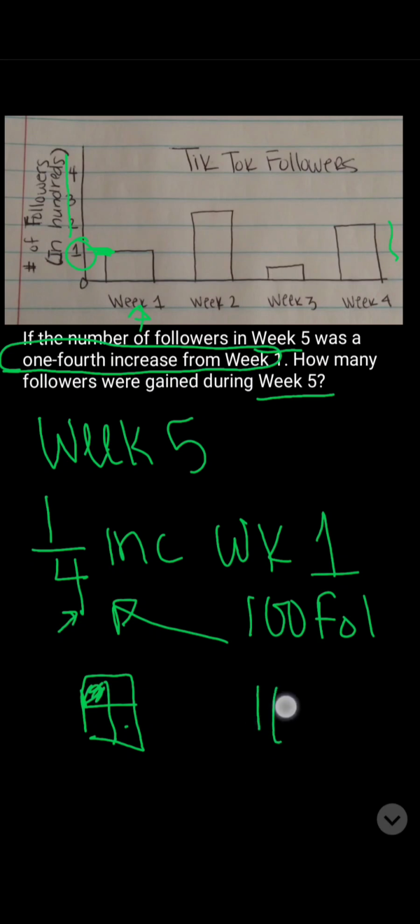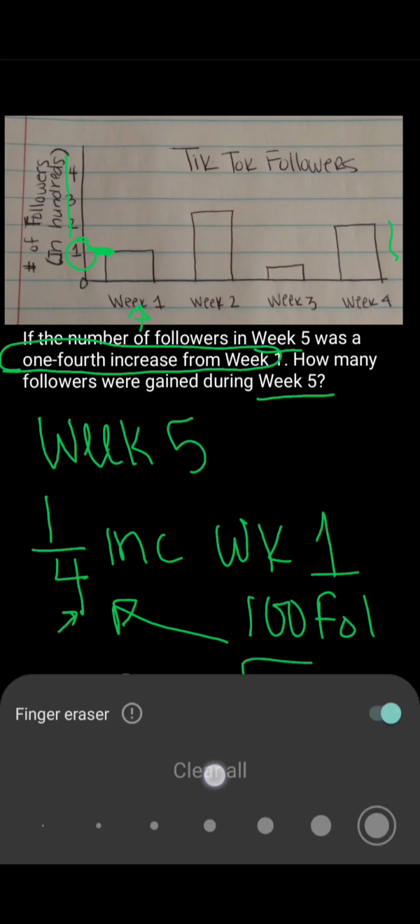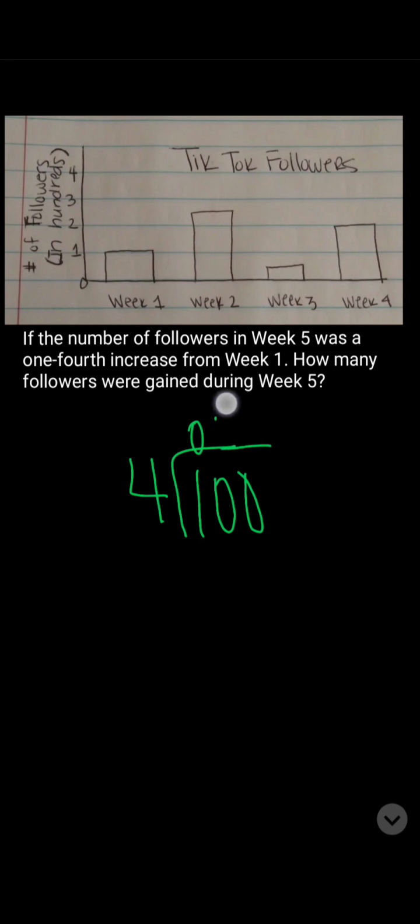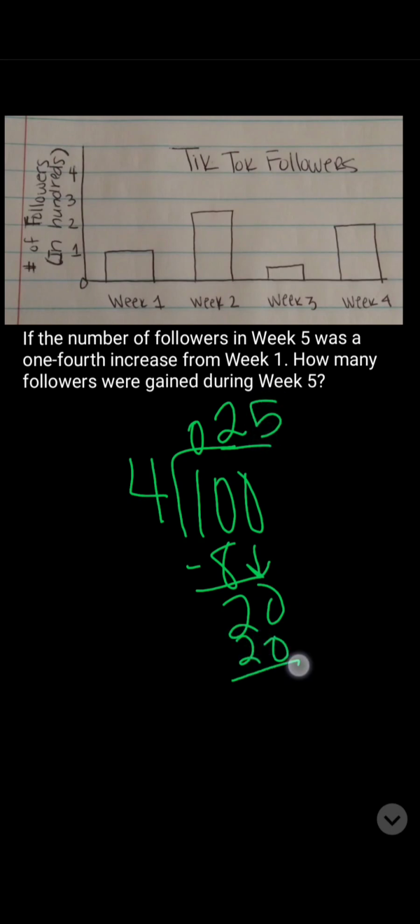How can we mathematically split 100 into 4 parts? By dividing. So we'll do 100 divided by 4. You may have a calculator, you may not, I'm not sure. So 4 does not go into 1, but it does go into 10 2 times. 4 times 2 is 8. Subtract, bring down your 0. 4 goes into 20 5 times, and then there's no remainder. So this was a 25 follower increase from week 1.